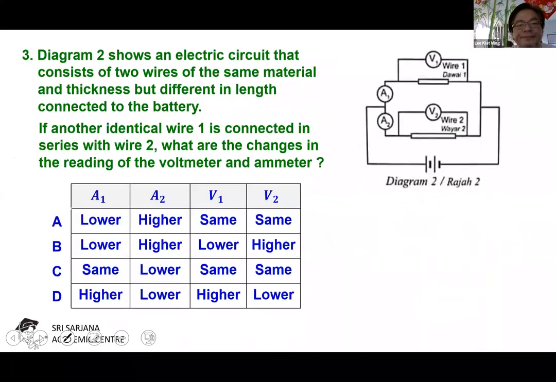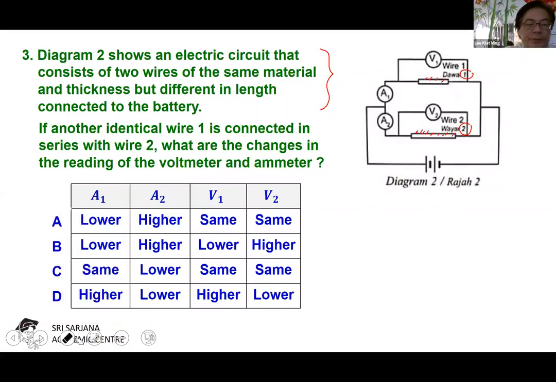Next one, this is a little bit demanding. If you look at the first paragraph, it says same material, same thickness, but different in length. You notice that wire 2 is longer than wire 1. Look at the drawing. Wire 2 is slightly longer, wire 1 is slightly shorter.